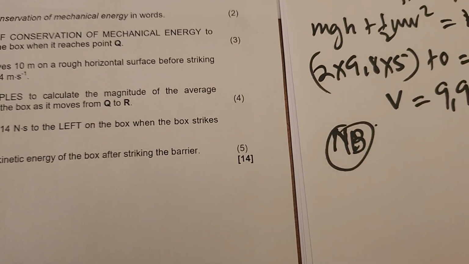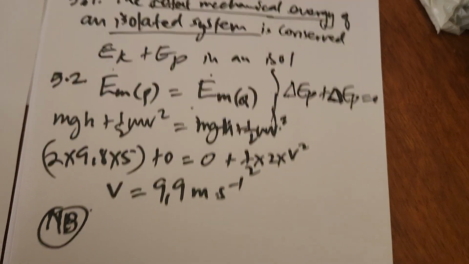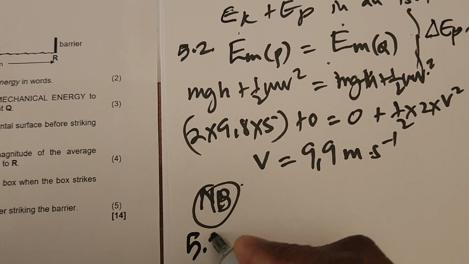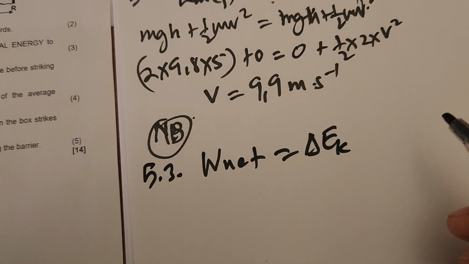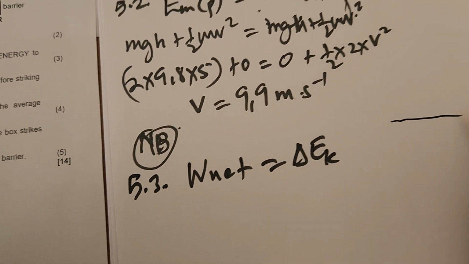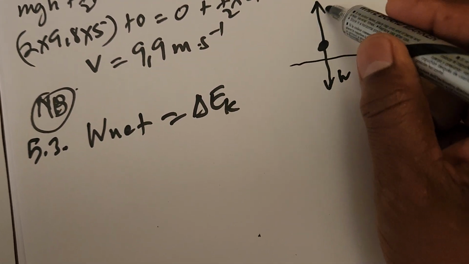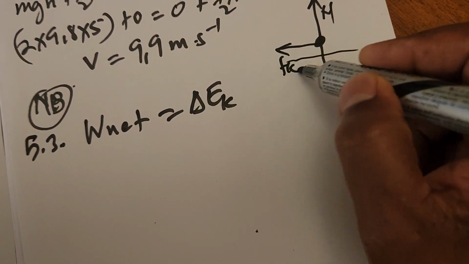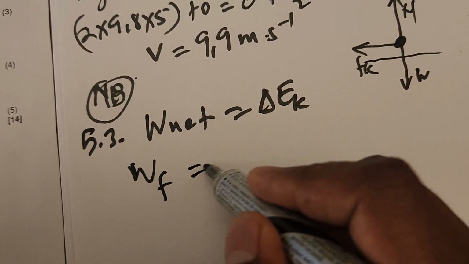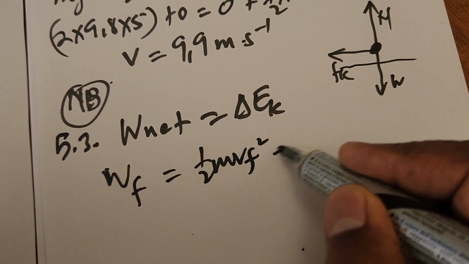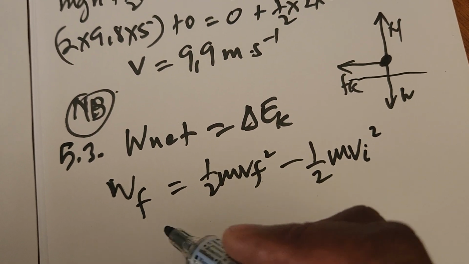Then we can use the very same work energy theorem. That's the easiest one, 5.3. It will be just work net equals delta EK. Then we check, when the object is moving along that rough surface, how many forces are acting there. We'll have gravity, that's the weight, and the normal, and the only other force acting there will be friction. Therefore, the work net will be the work done by friction, that's the only one. Then this side will be half mvf squared minus half mvi squared.